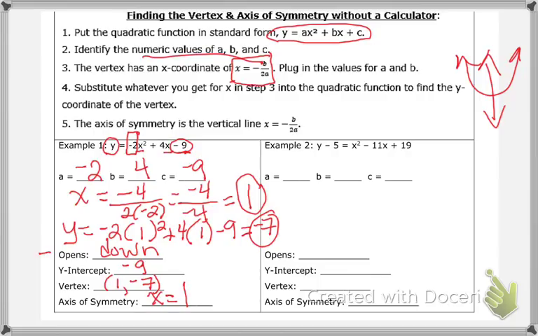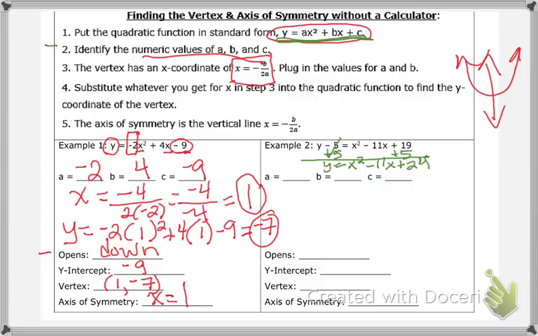We have one more example that I'm going to rock out with you, and that is an example where we need to do step 1, which is get our y alone. So I see I have y minus 5, so I need to move my -5 over. I do the opposite operation, so plus 5 and plus 5 on both sides, which leaves me with y equals x squared minus 11x plus 24.